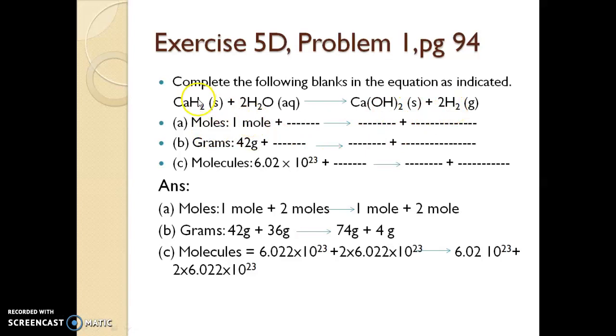So moles, first one is 1 mole, second one is 2 moles, then 1 mole, then 2 moles. Grams, simple, you calculate the molecular weight and write out as the grams. Now molecules, 1 mole is equal to 6.022 into 10 to the power 23. 2 moles, 2 into 6.022 into 10 to the power 23. You should do this calculation. I have not done this calculation for showing how this is coming. The same way, you can find out the molecules.